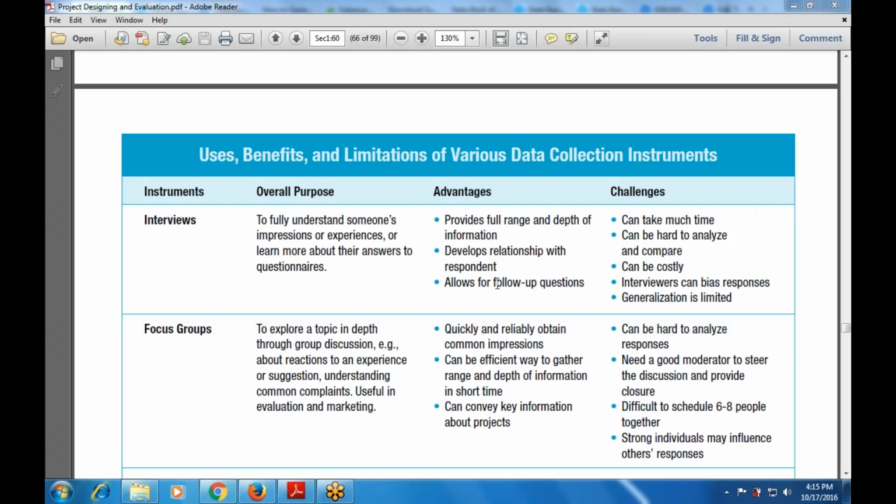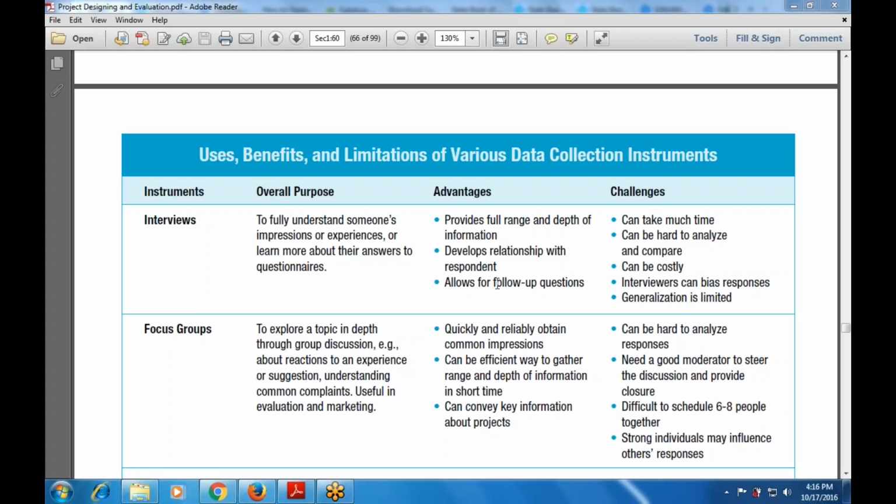Then what are the various challenges that are faced over here? First one is it can take much more time, because interviews are a very slow process. It is a face-to-face interview, so it takes more and more time to gather the information. Then it can be hard to analyze, because once a person has gone, it is very hard to analyze. Then it can be very costly, because to set up and conduct the interview is very costly for the persons.